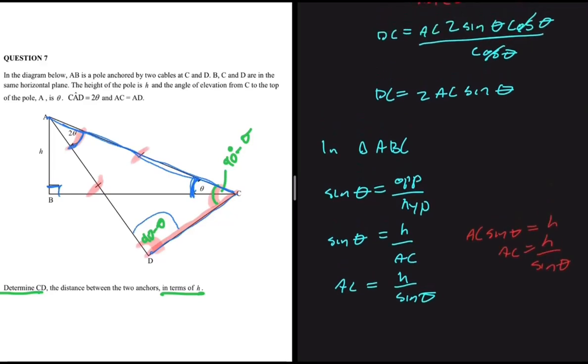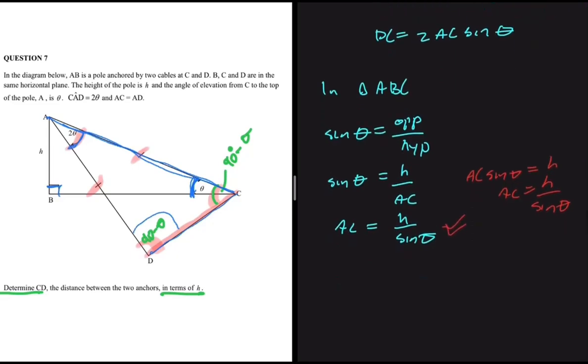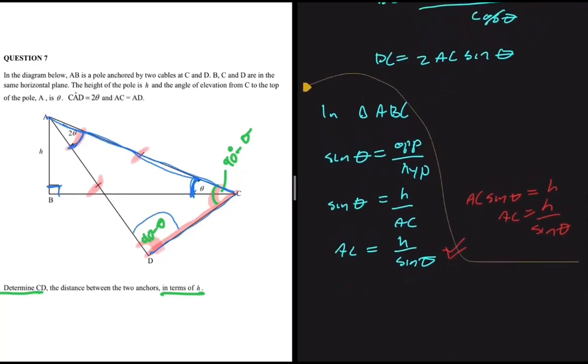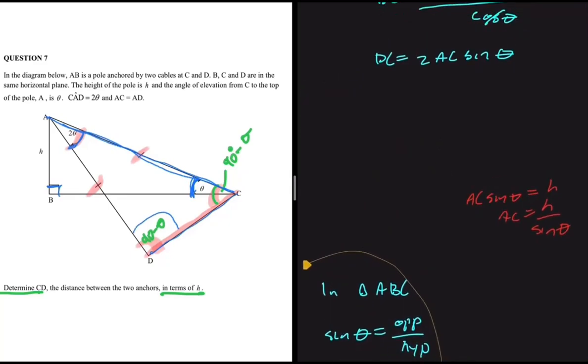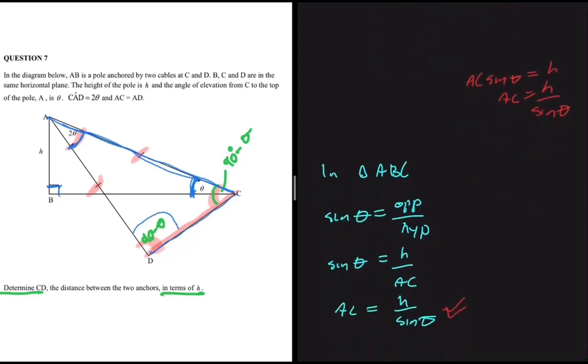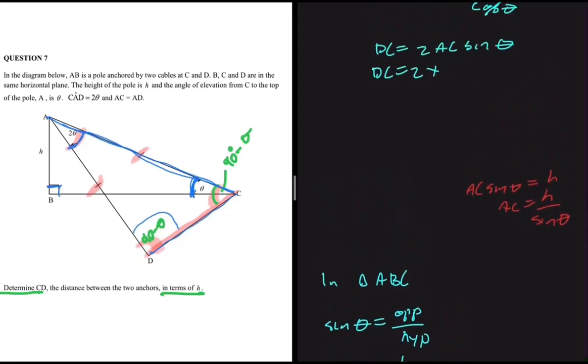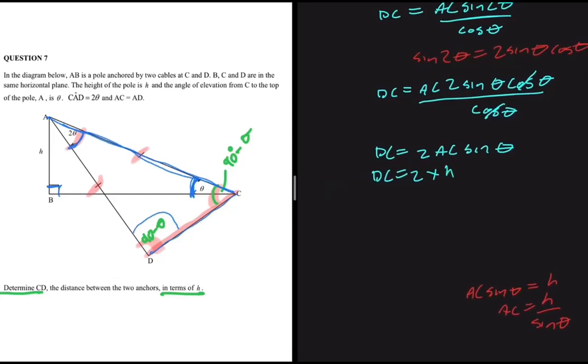So now that we have AC, we can substitute AC back into DC. So let me just do it there so that you can see what I'm talking about. So now we're going to have DC is equal to 2 multiplied by AC. AC, we're saying, is h divided by sine of theta, right? So we have h divided by sine of theta, and then multiply by sine of theta. Sine of theta and sine of theta cancel out. So DC is equal to 2h.